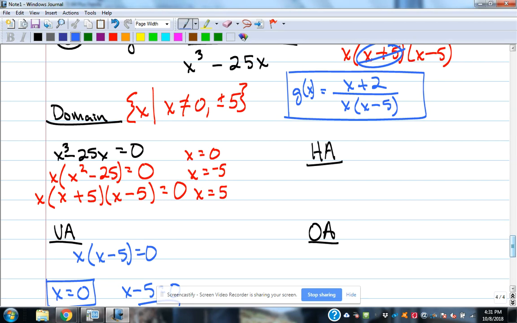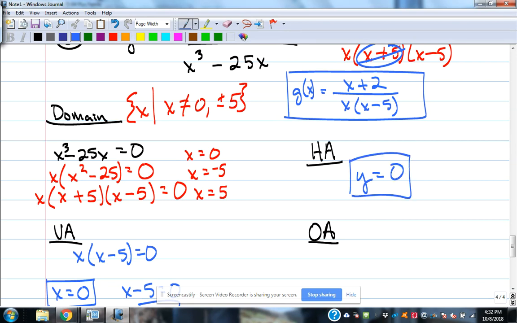Now we got to decide, is it oblique asymptote or horizontal asymptote? So we look at the degree, looking at my simplified version. So degree of the top is what? 1. Degree of the bottom is 2. So 1 is less than 2, right? So the top is smaller than the bottom. Which one does that tell us we have? We've got a horizontal where? At y equals 0. No work involved in finding that.